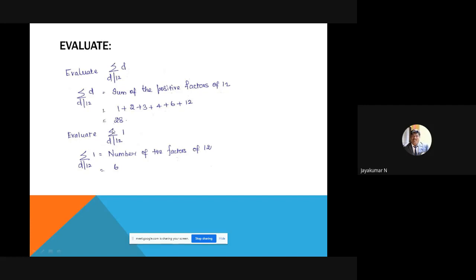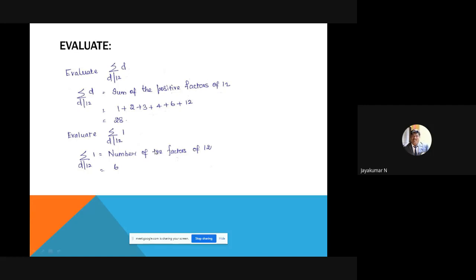Okay. So what is the next one? Sigma over d divides 12 of 1. That means here I have to sum the value 1. So the summation varies over the divisors of 12. That means this is nothing but the number of positive divisors of 12, because I have to add the value 1. How long can I add it? For as many divisors as 12 has, that many times I can add the value 1. So that is nothing but the number of positive factors of 12.